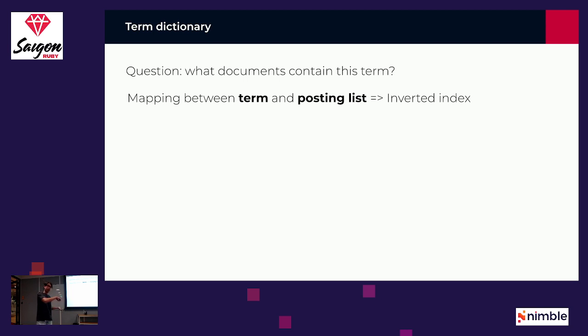So why inverted? Well, a forward index will map a document to the terms that it contains. So a forward index will answer the question, which terms does this document contain? And the inverted one answers the opposite question: which documents contain this term? Okay, so a term is just a word.